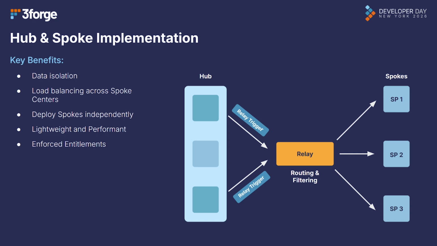You achieve data isolation on the spokes, so each team can now build on top of their own spokes. The use cases that each team builds can look very different and behave very differently from each other, even though the main source of the data is the same. You achieve load balancing across your different spokes. Each of the spoke centers now just works on a subset of the data so they stay lightweight and performant.